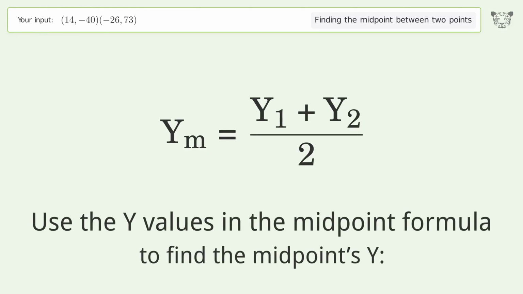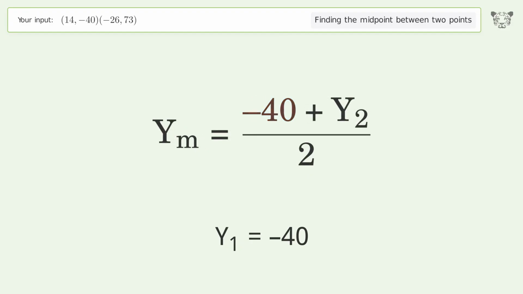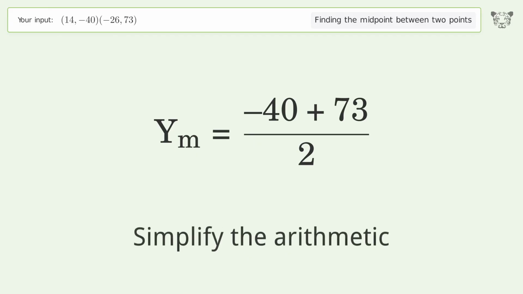Use the y values in the midpoint formula to find the midpoint's y. y1 equals -40. y2 equals 73. Simplify the arithmetic.